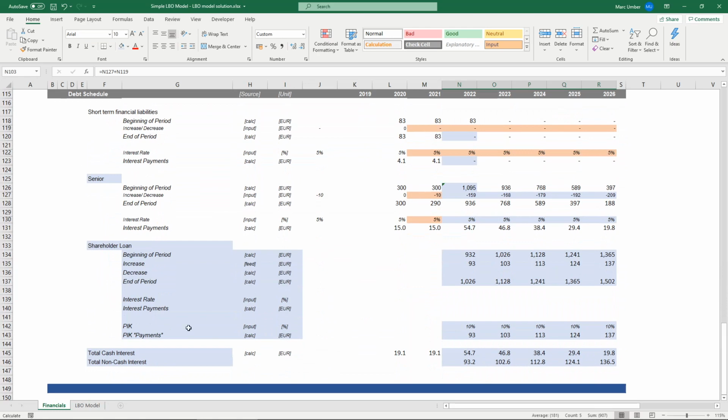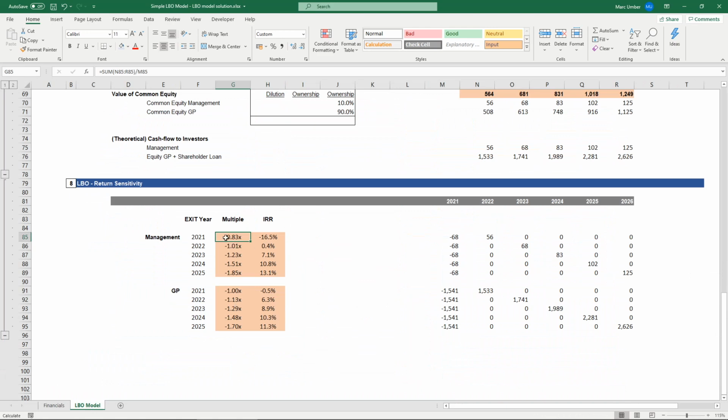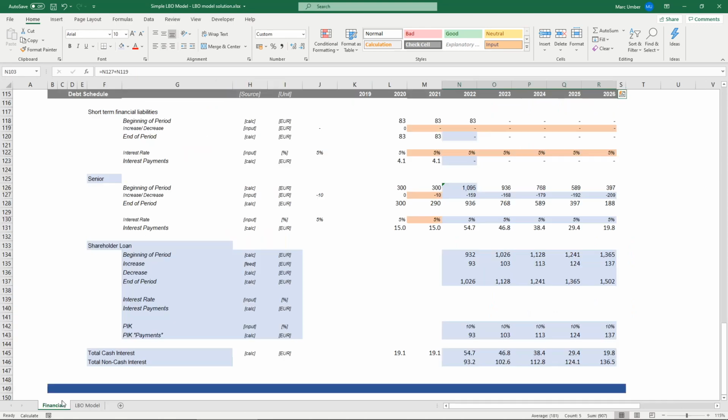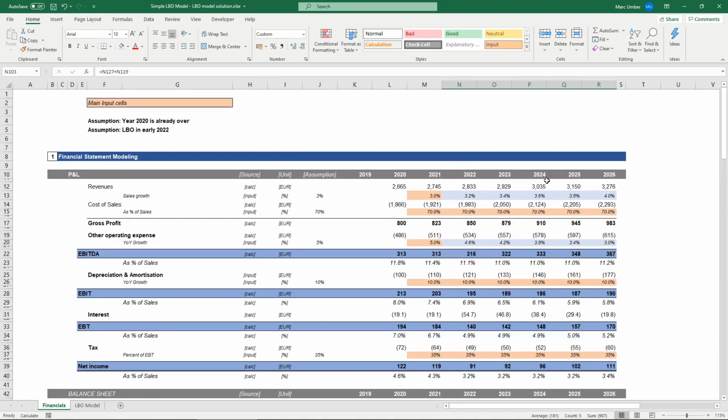So let's take a look at the profitability. This looks much better. If we assumed an exit in the end of 2025, the management would make a cash multiple of 1.85 and an IRR of 13%, while the general partner would have a multiple of 1.7 and an IRR of 11.3%. Now, we have further enhancements and efficiency gains to work on the fundamentals of the company.